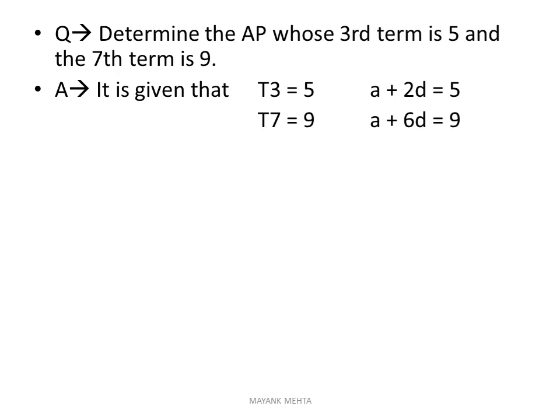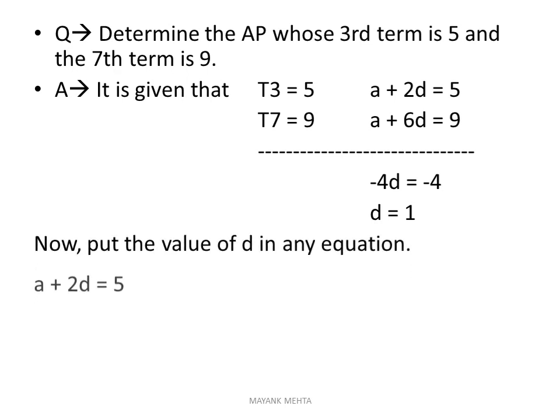What we will do, we have two equations here. We will subtract the first equation from the second equation. So we will get minus 4D is equal to minus 4. So D is equal to 1. So we will get D from these two equations first. Then in any equation out of these two, either first or second, we will put the value of D. So we will get the value of A.